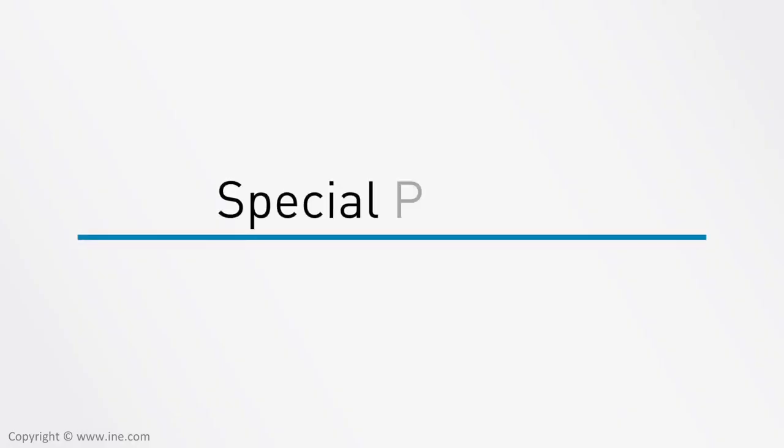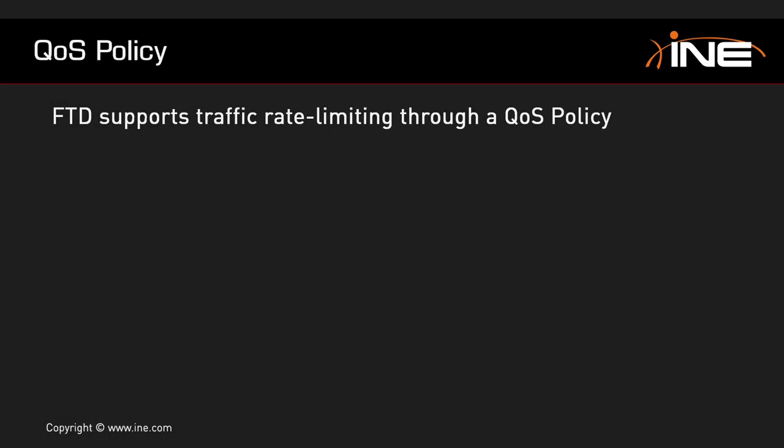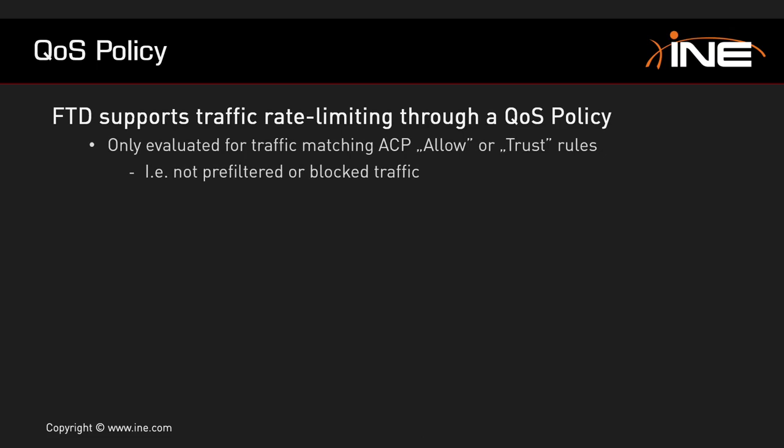In our next session for Firepower Threat Defense, we will talk about two special policies, and I am going to start with QoS. The only QoS method available on FTD is rate limiting, or just policing. As of the current code, it is not possible to use traffic shaping or maybe congestion management mechanisms. And what we can enable is just to police the communication.